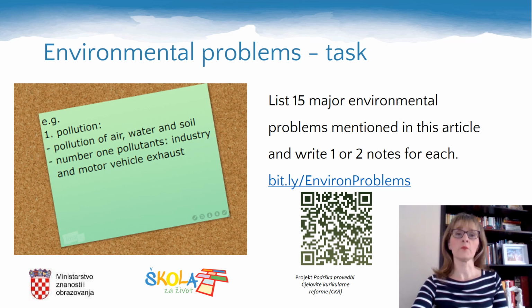You have an example for pollution here. There are 3 types of pollution: air, water, and soil. And number 1 pollutants are industry and exhaust fumes from motor vehicles.